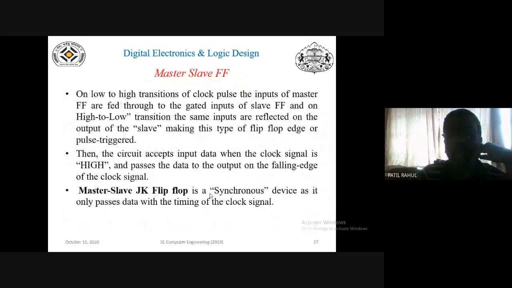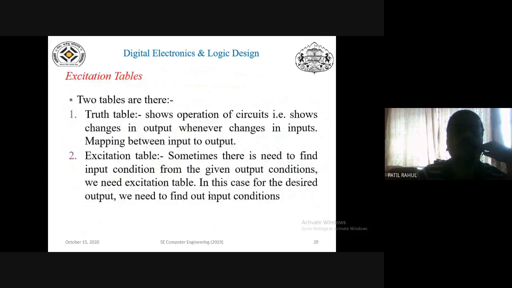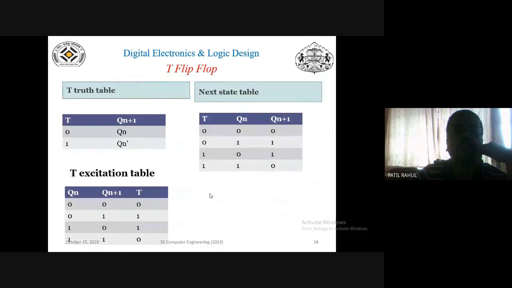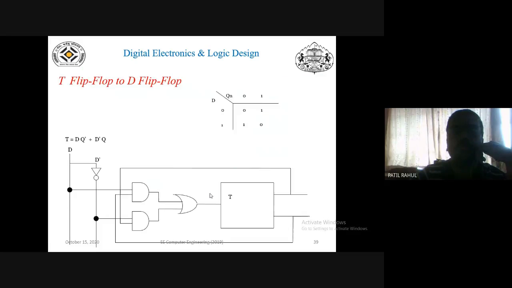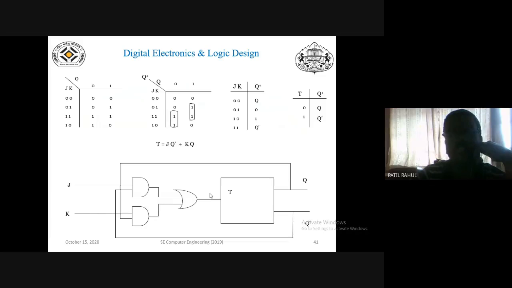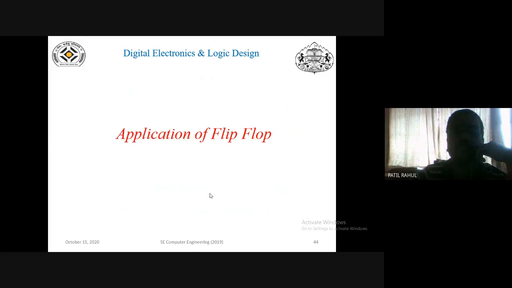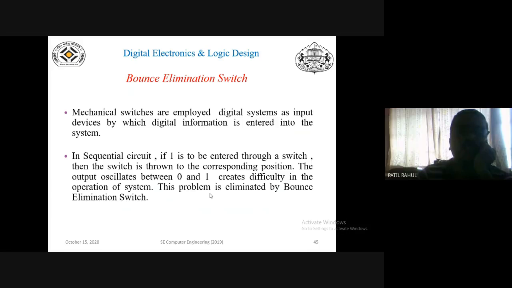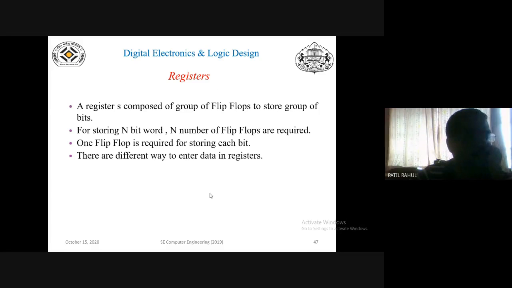So there are three applications of flip flop. The first is the switch. You can use a flip flop as a switch instead of a mechanical switch. This is the first application. This is the second application, which is the register.